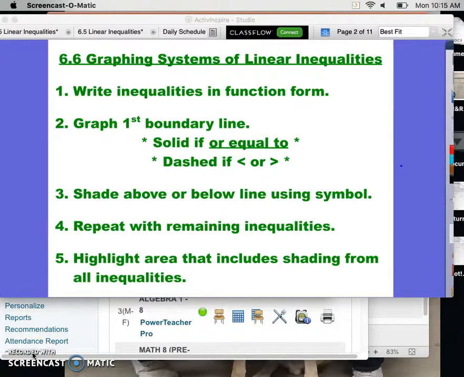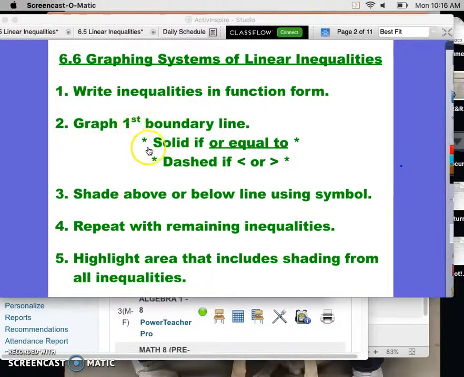Okay, so 6.6, graphing a system of linear inequalities. When graphing a system of linear inequalities, you're first going to want to write the inequalities in function form. So meaning you're going to write inequalities in function form, y equals mx plus b.